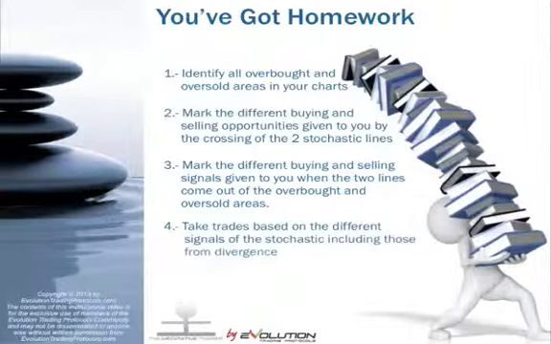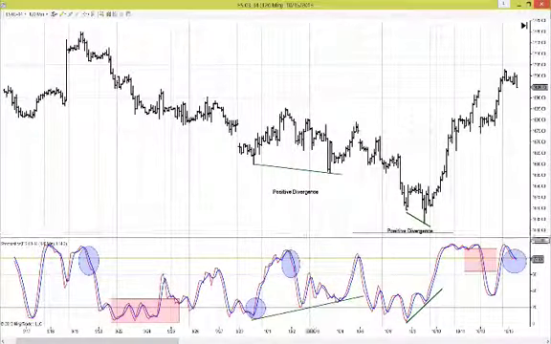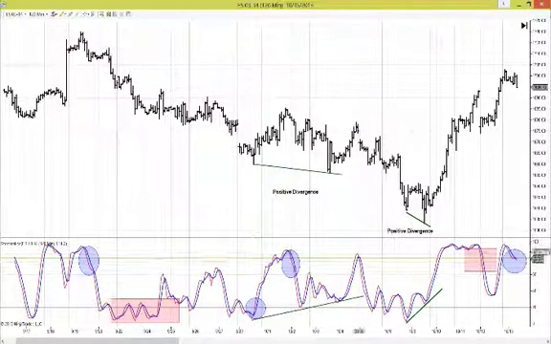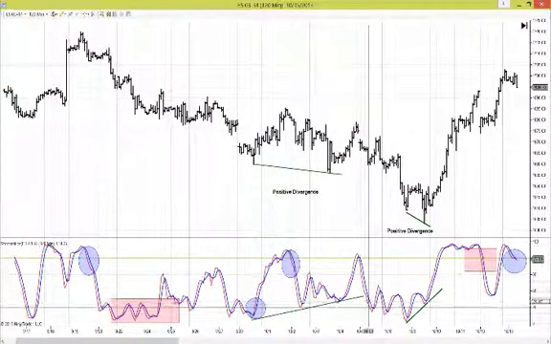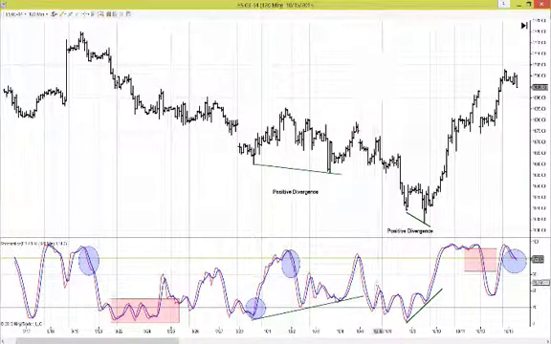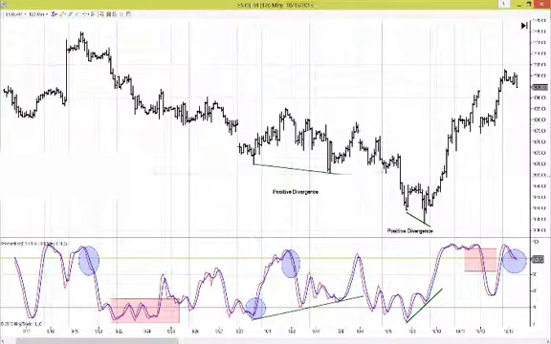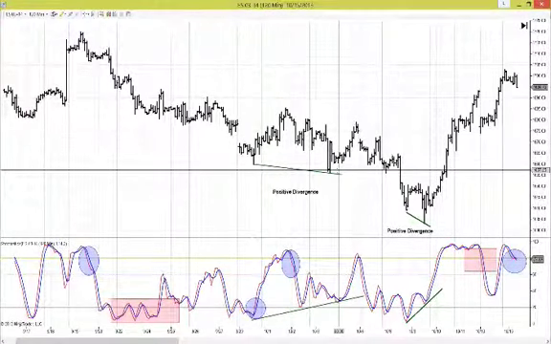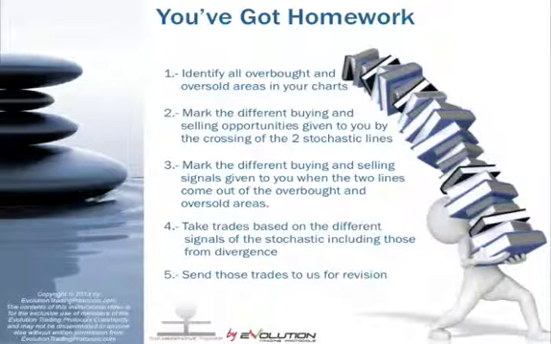Four, take trades in your sim, of course, based on the different signals of the stochastic, including not only the crossing and the penetration of the 80 or 20 area, but also those from divergence that you already learned in the previous lesson and that we have still marked here. And five, send those trades to us for revision. That's very important. Remember, you only have 1 month to send all your trades, so take advantage of that and send us all your trades for revision.